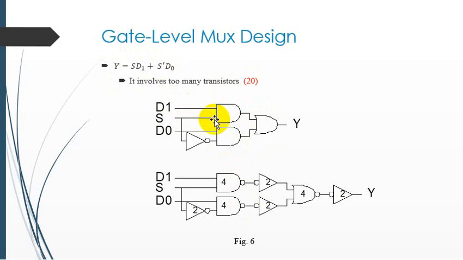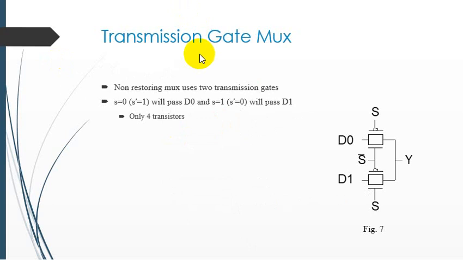And if we are going to redraw the circuit with the help of the compound logic, then obviously it gets a large number of transistors, and the circuit diagram or the schematic diagram is going to be very complex. Let's try to redraw this 2x1 multiplexer with the help of the transmission gate. Now you can see how simplified the circuit is with the help of the transmission gate, because in the transmission gate we have the combination of the NMOS and the PMOS transistors.